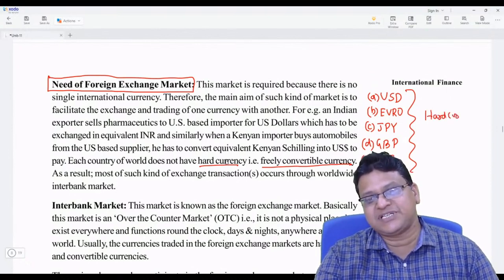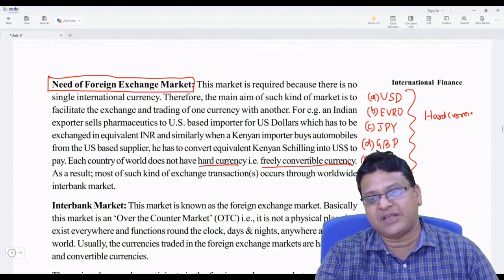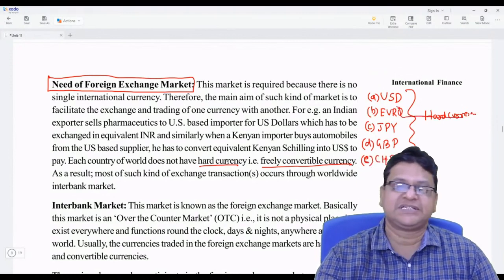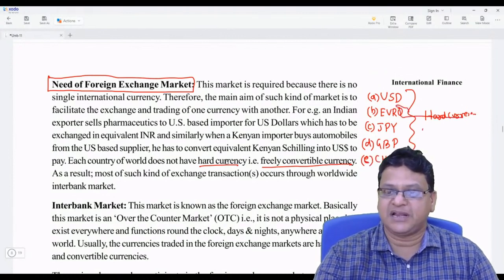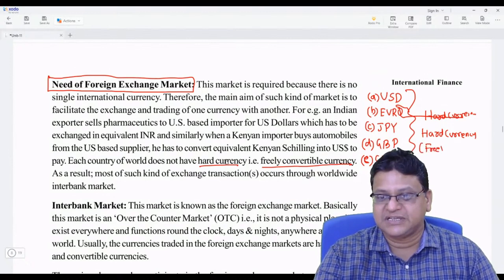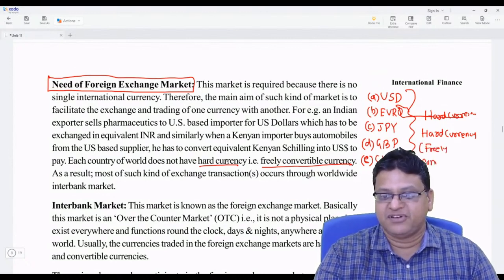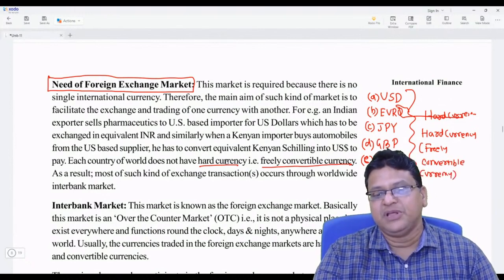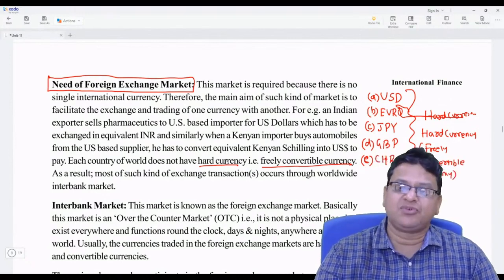What is hard currency? Hard currency are freely convertible currency. What is freely convertible? You can convert any amount of currency.